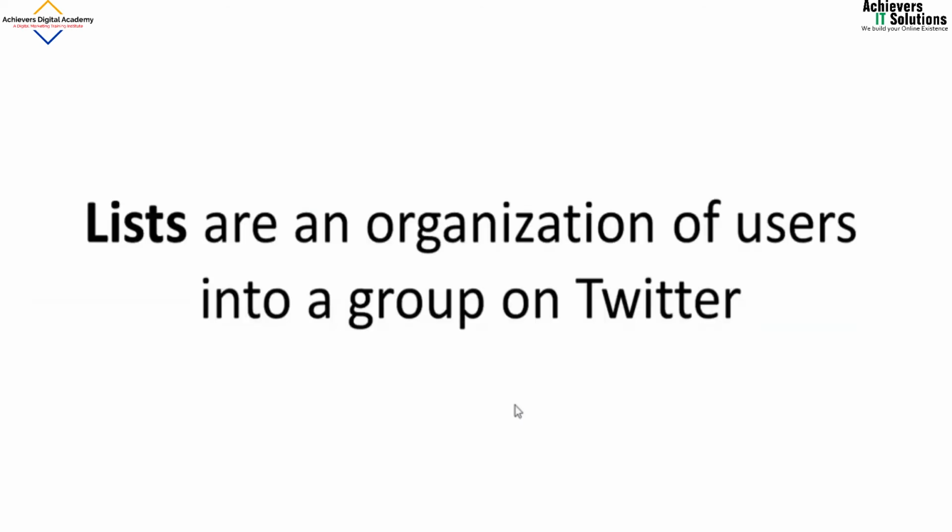Lists are an organization of users into a group on Twitter. So to make that simple, it is basically a collection of Twitter accounts or users that you organized in order to see tweets from all of them in one place. When you view a list, you will see tweets from all the users in that list. So let's take an example.